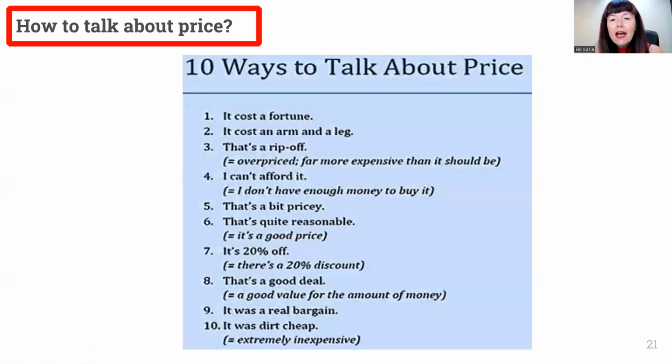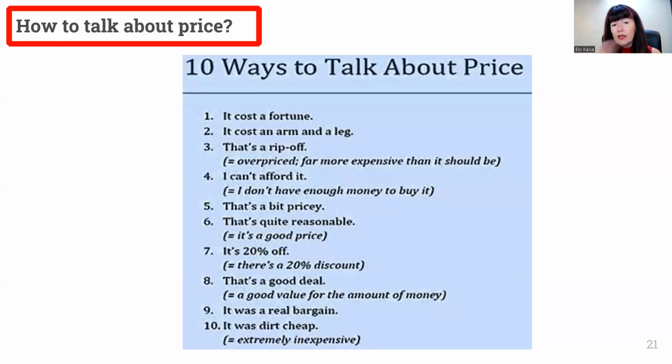Okay, here I am going to talk about different ways that we can talk about price. So we can say it cost a fortune. That means a lot, yes, a fortune. It cost an arm and a leg. Again, this is very expensive, okay? That's a rip-off. That means something is overpriced. It is far more expensive than it should be.